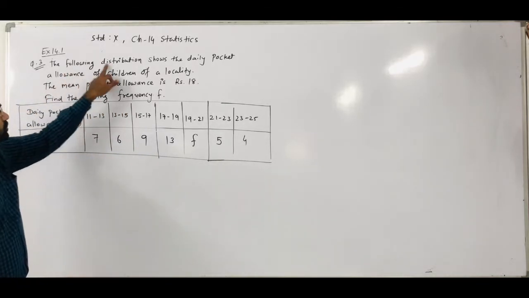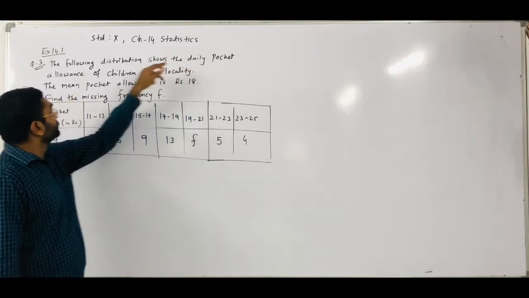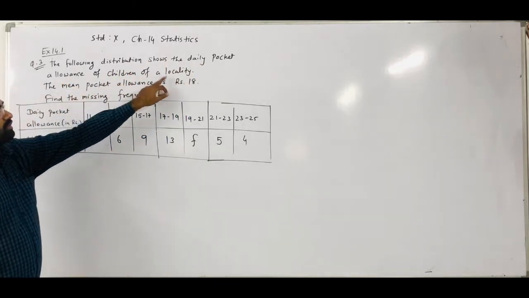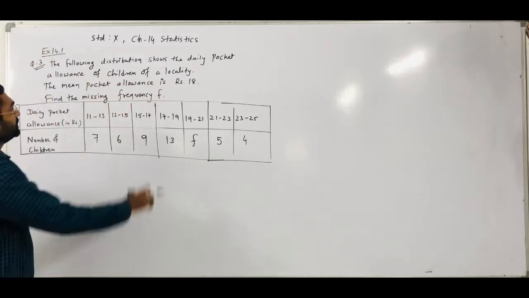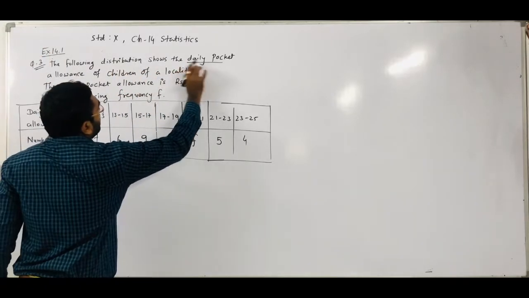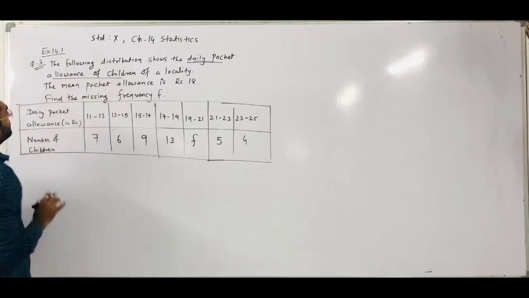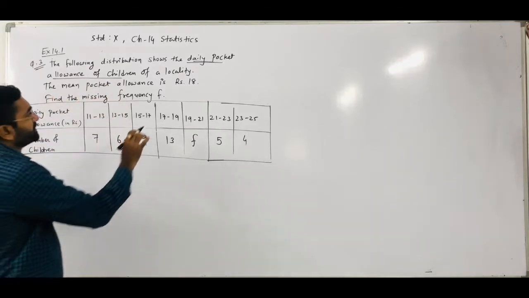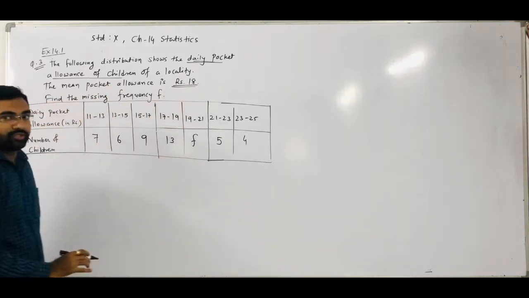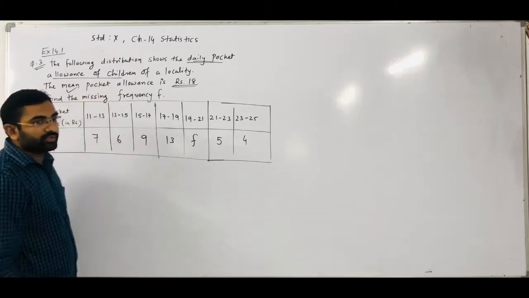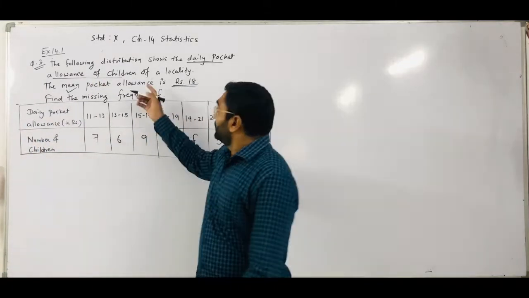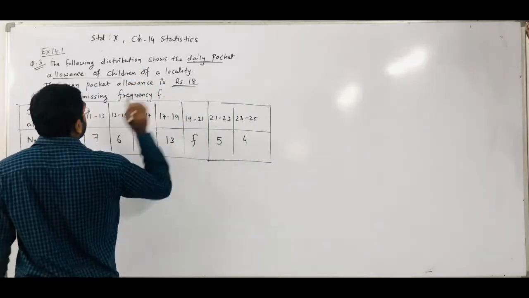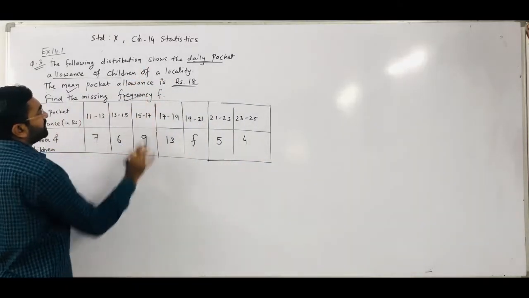The following distribution shows the daily pocket allowance of children of a locality. Here is the given observation: the distribution of the daily pocket allowance of children. The mean pocket allowance is rupees 18. Observe that in this question they have already given the mean. The mean value is 18. So find the missing frequency.